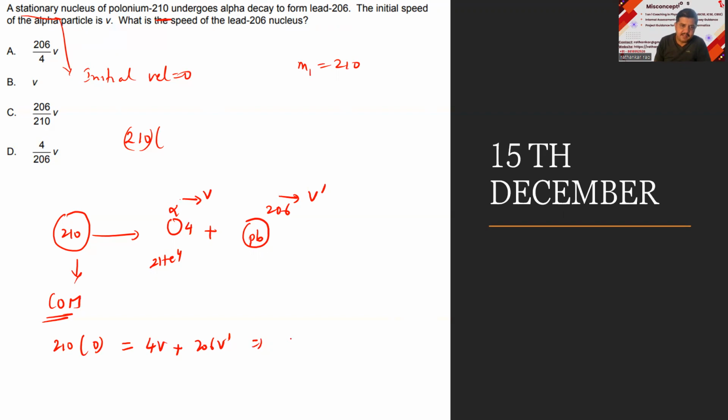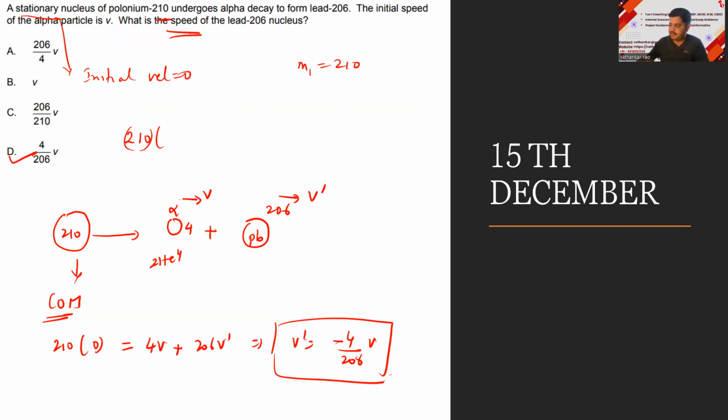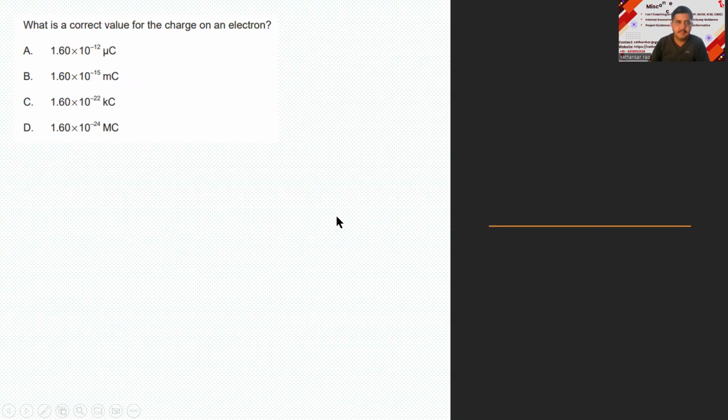In other words, now let us solve this. I get v dash is equal to 4 divided by 206 into v. Thus this is the right answer. So which one is the right option? D is the right option. Of course, there's a negative value, but he's asked about the speed here, so we need not consider the negative one. Negative tells you it's the opposite direction. The nucleus is going in the opposite direction. Now, let us move on to the next one.